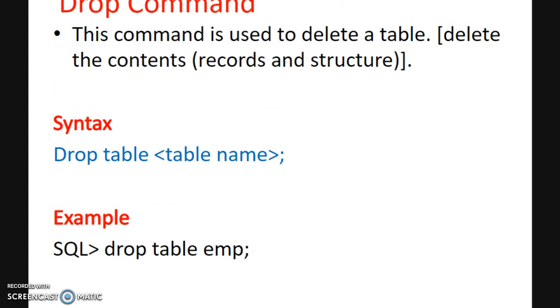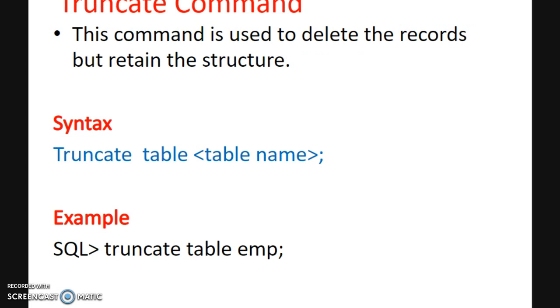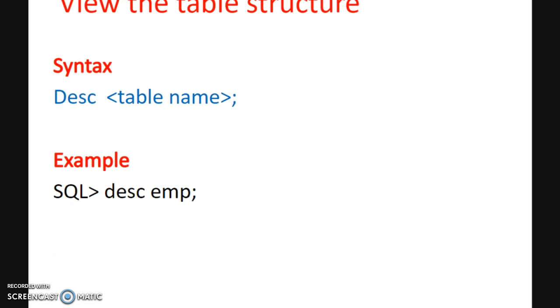Next one, drop. Drop means it is used to delete a particular table. It will delete all the records as well as the structure of the table. Drop table syntax is drop table space table name. Example is drop table, here table name is emp. Next one, truncate command. Truncate command is used to delete the records only, but the structure remains as it is. Syntax is truncate table space table name. Truncate table, here the table name is emp.